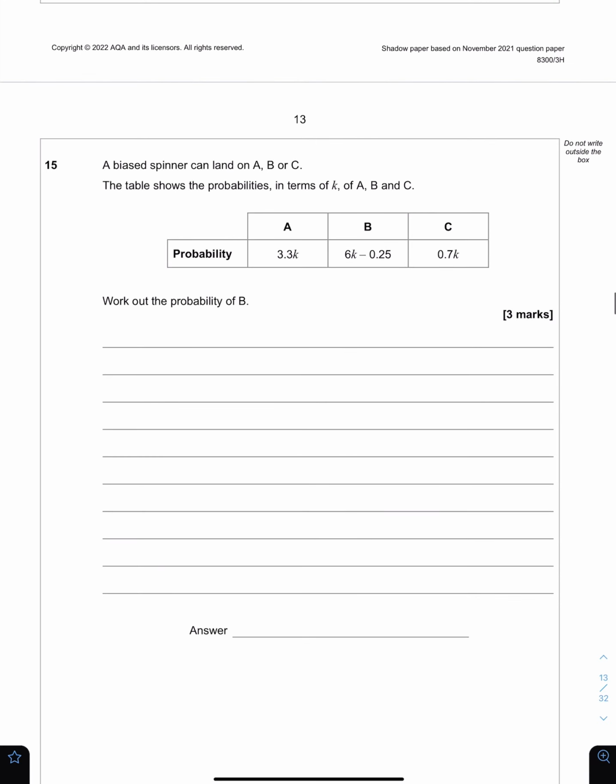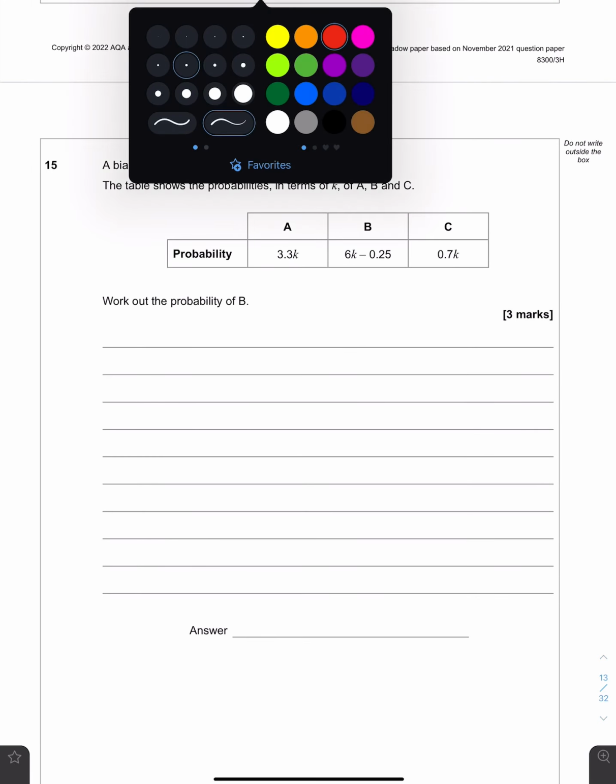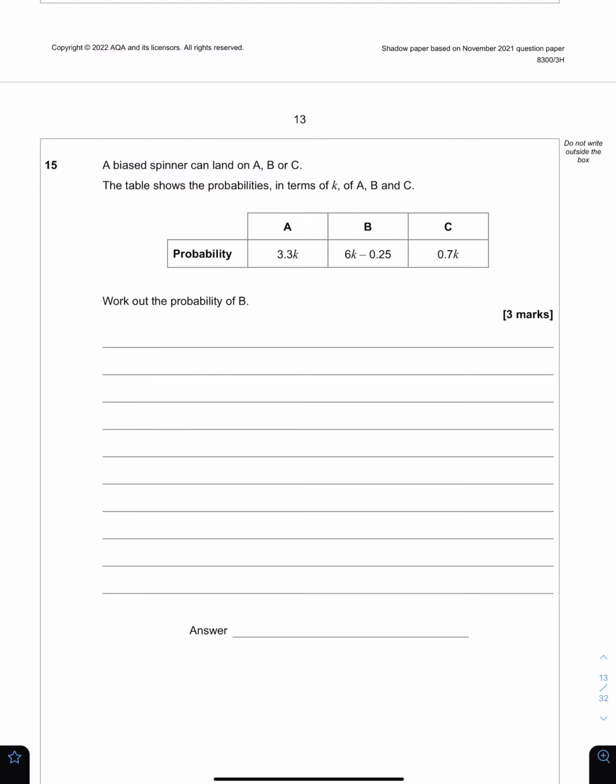Okay, next we've got number 15. And this is saying a spinner can land on A, B, or C. The table shows the probabilities in terms of K, and it says work out the probability of K.